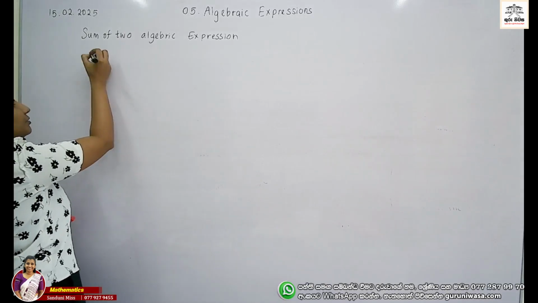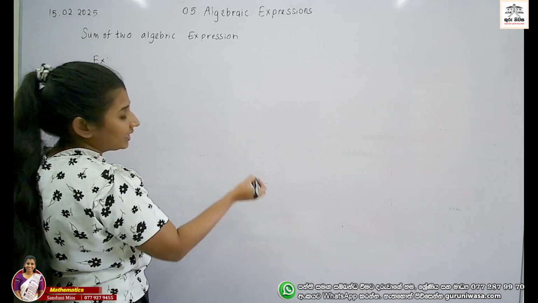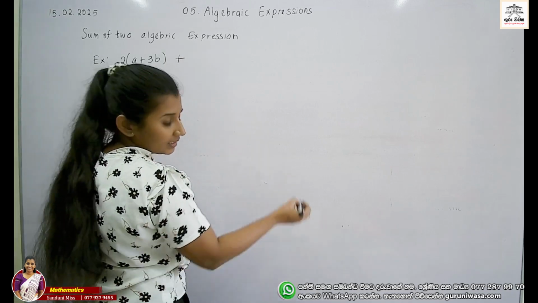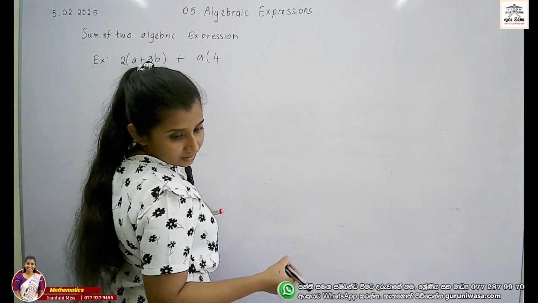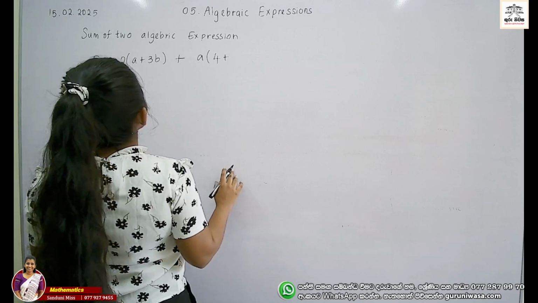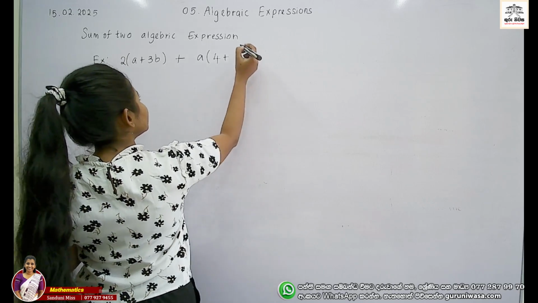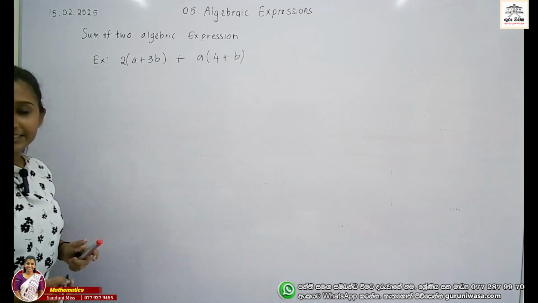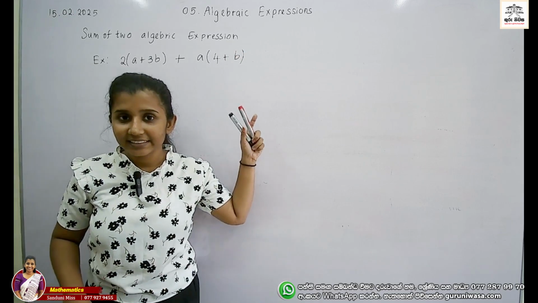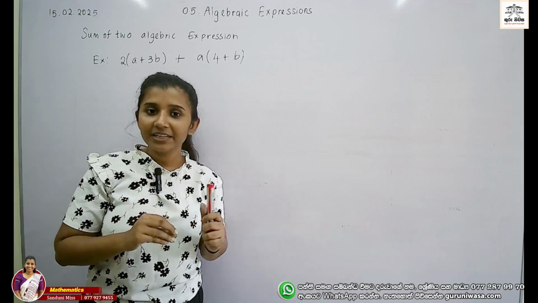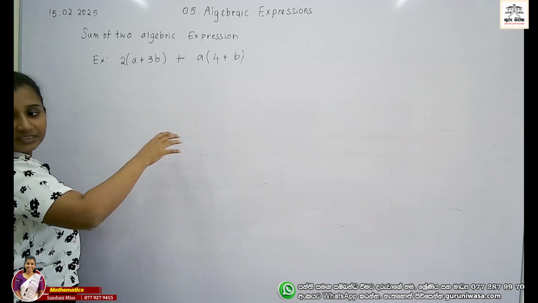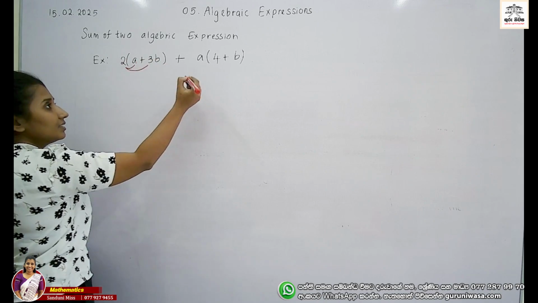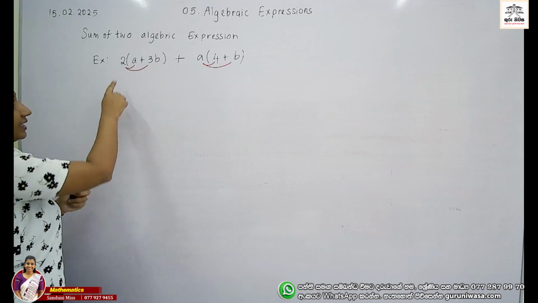Okay, so we'll see sum of two algebraic expressions. Right, we have 2a plus 3b plus a times 4 plus b. Before we add, first of all we'll multiply. We'll simplify this one. How do you simplify? You have to remove the brackets. So how do we remove brackets? Now we learn we have to multiply each term. 2 times a is how much?